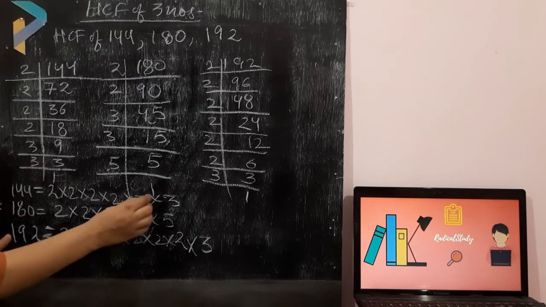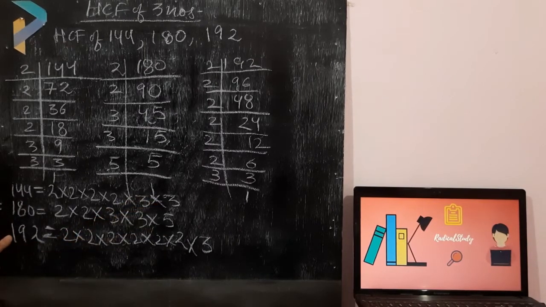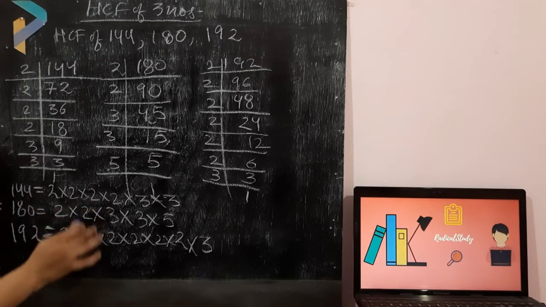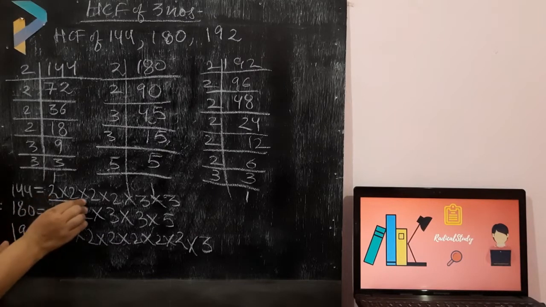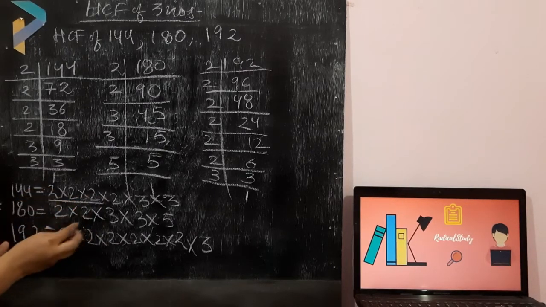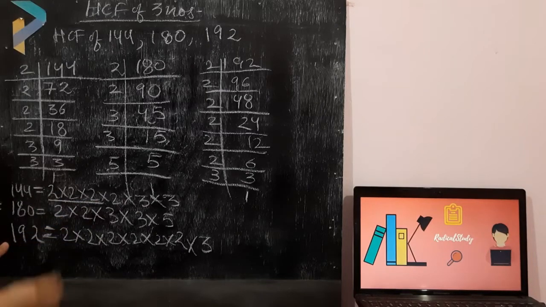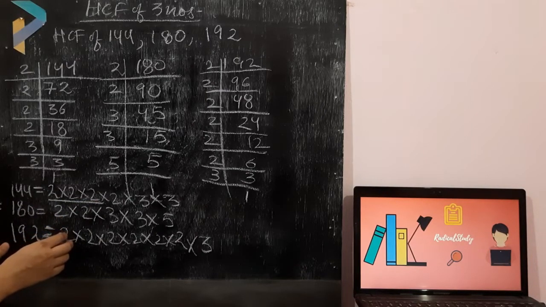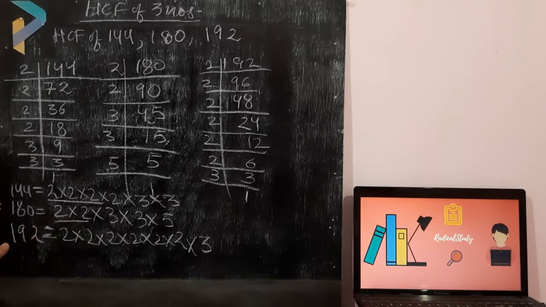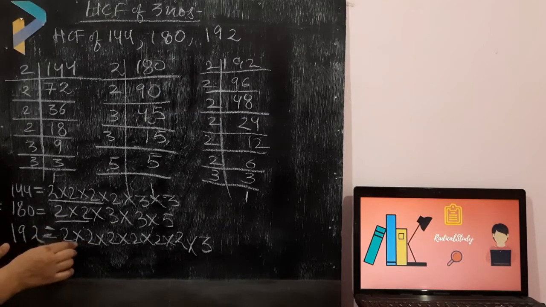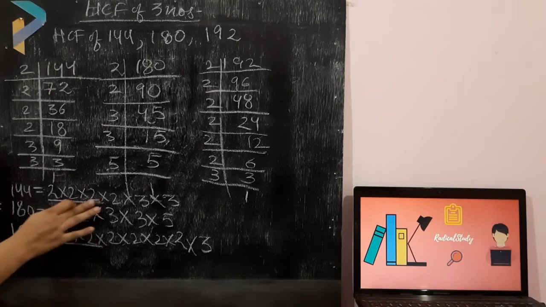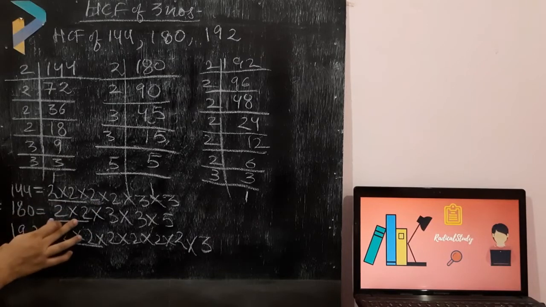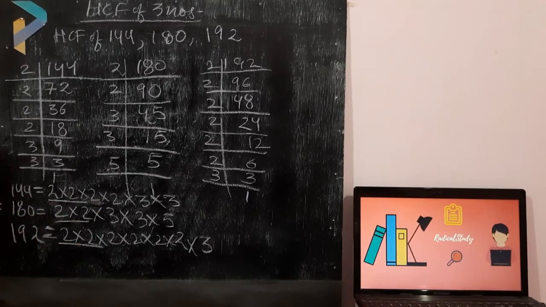HCF means highest common factor. So we have to find out the factors which are common in all the three. As we can see, this number has 4 times 2, this number is having 2 times 2, and this number is having 6 times 2. So in this number there are only 2 twos, so we are going to consider only 2 twos. This is in all the three numbers.